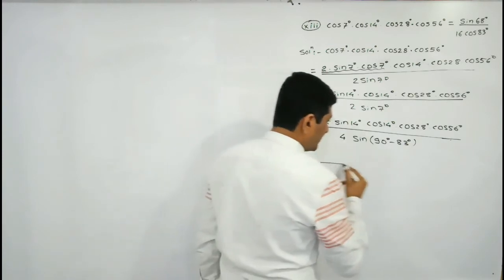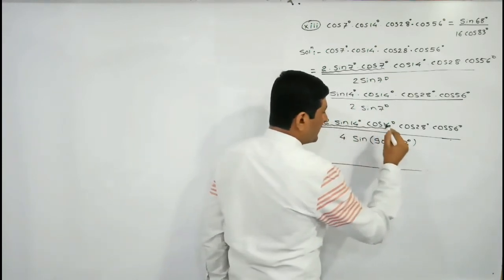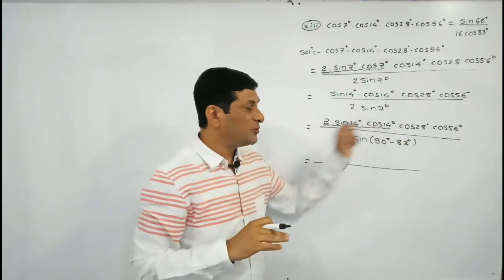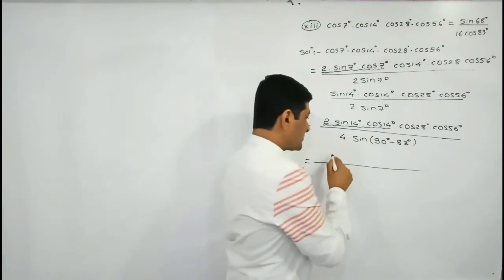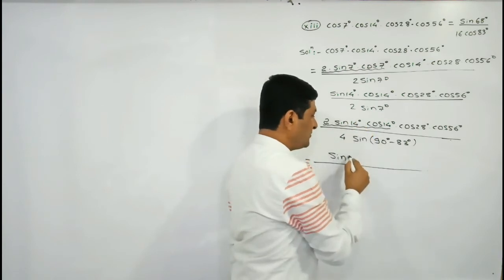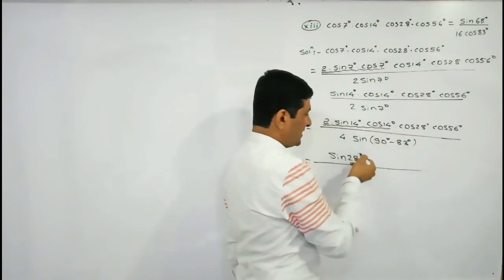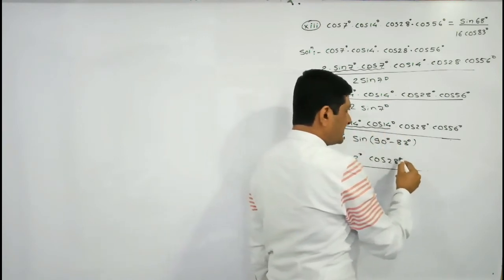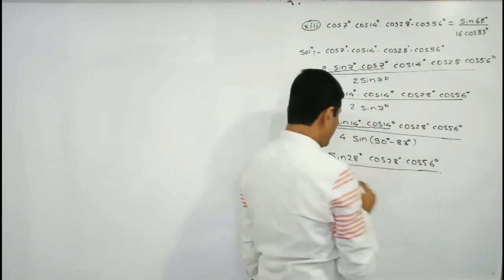In the numerator, the value of these 3 terms according to the double angle formula of sine: 2 sin theta into cos theta is nothing but the value of what? Sin 2 theta. What is theta? 14. So 2 into 14 will be equal to 28. So sin 28 degrees will be the value of this term. Keep the remaining terms as they are, cos 28 degrees into cos 56 degrees, and in the denominator 4 keep as it is.